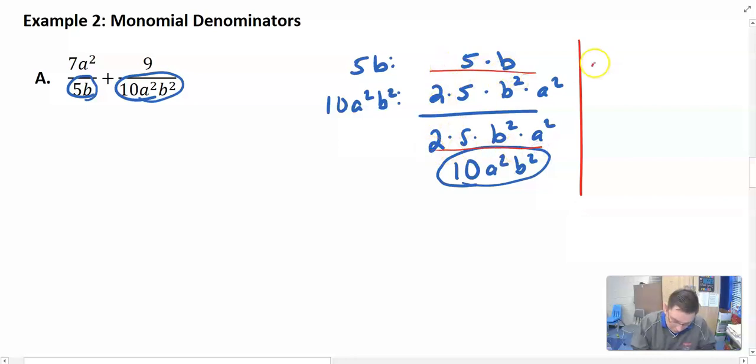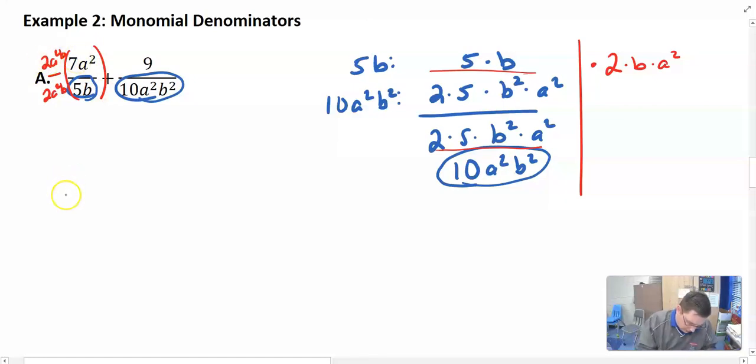Well, it's missing a 2, so I'm going to have to times this by 2. It's b squared, but I only have a b, so I'm going to have to multiply it by a b. And I don't even have any a, so I have to get the entire a there. So I'm going to take this fraction, and I've got to multiply the numerator by 2a squared b, and the denominator by 2a squared b. And so we need to multiply that out.